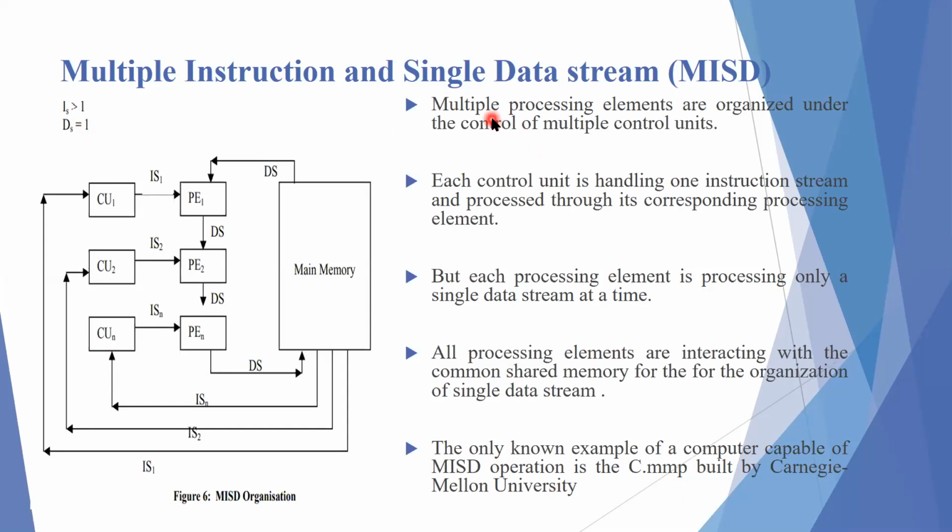So as I was saying, here we have multiple processing elements organized under the control of multiple control units. Each control unit is handling one instruction stream and processed through its corresponding processing element. But each processing element is processing only a single stream of data at a time. And all the processing elements are interacting with the common shared memory for the organization of a single data stream. If this is clear, I should move on to the next one.